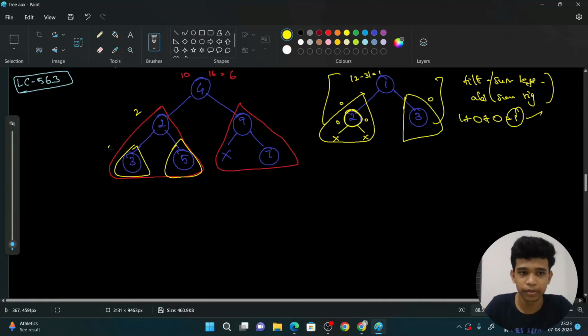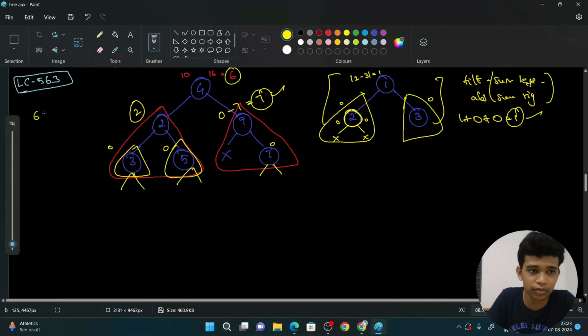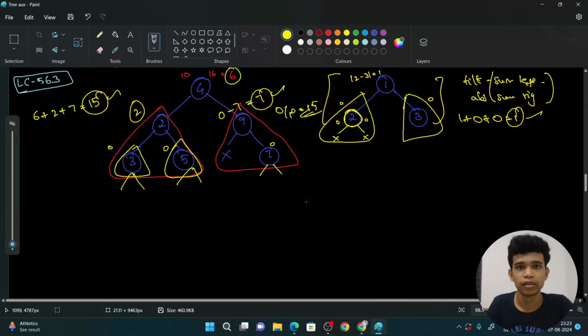Now, for this 3, it will be 0. For this 5, it will be 0. For this 7 also, it will be 0, because they don't have any child. Now, for this 9, I can say 0 minus 7, which is equal to 7. 7 is the absolute difference, right? So this 9's tilt value will be 7. Now we are going to add these 3 values. So 6 plus 2 plus 7 is equal to what? The answer is 15. So we want to give the output as 15. Can you understand this example?